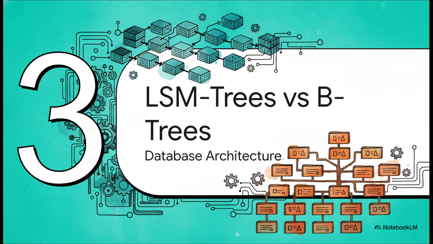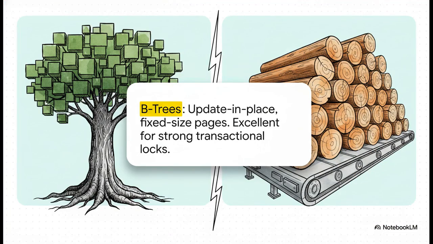All right, part 3, LSM trees versus B trees. Now we're looking at the two massive indexing families that completely dominate standard application workloads. This specific architectural split is the defining characteristic of modern databases, and it causes endless debates among engineers. On one side, we have the update-in-place philosophy of B trees. Think of B trees like a carefully pruned physical tree made of fixed blocks. They break data into fixed-size pages and overwrite them directly on the disk.